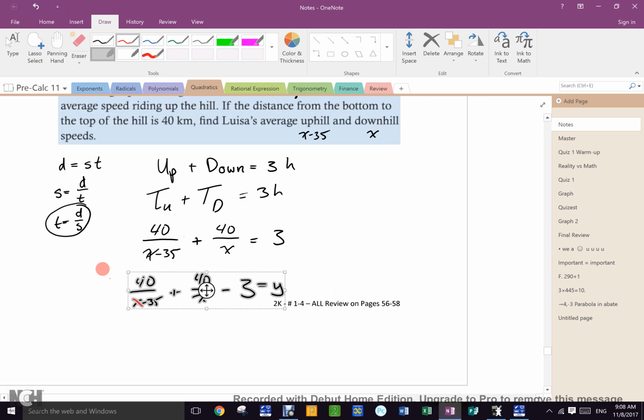How are you going to make this look like standard form? What do I got to do to clean this up? What is my common denominator? Actually, I won't do it that way. We'll do it this way. How would I get rid of this? I would multiply everything by x minus 35, wouldn't I? So if I multiply everything by x minus 35, what do I get? What happens here? Disappears, so I get 40, yes? Right? What happens here?